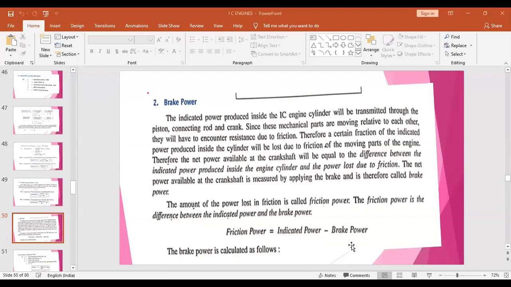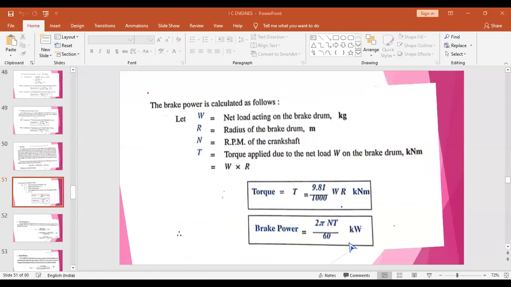This is also called friction power. That is, the friction power equals indicated power minus brake power. All of you observe here. The friction power equals indicated power minus brake power. The brake power is calculated from the equation.